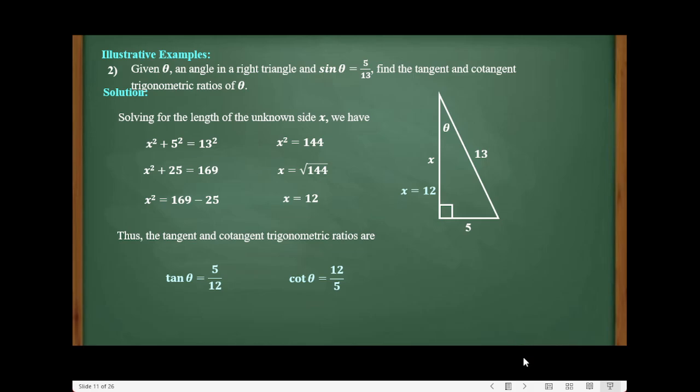Now, this is where we end our discussion about the tangent and cotangent trigonometric ratios. And for our next video, we will discuss the remaining two trigonometric ratios. So, we'll see you next time.